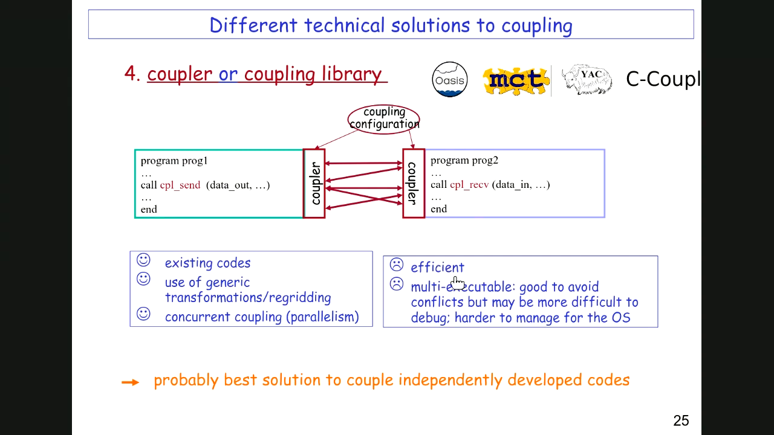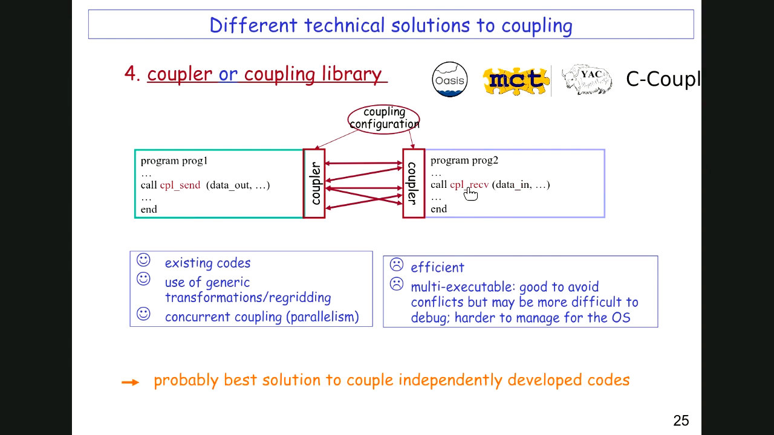It's very good for concurrent coupling. It may be less efficient than the previous approach because you can do only concurrent coupling and you have to exchange your coupling fields through message passing, and the coupling fields will be duplicated in each code.